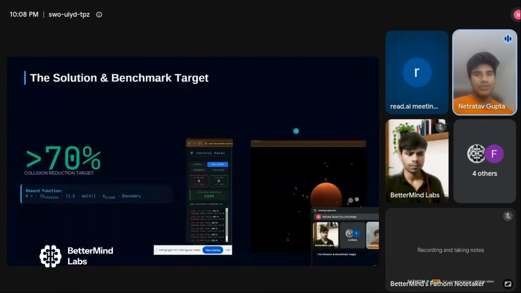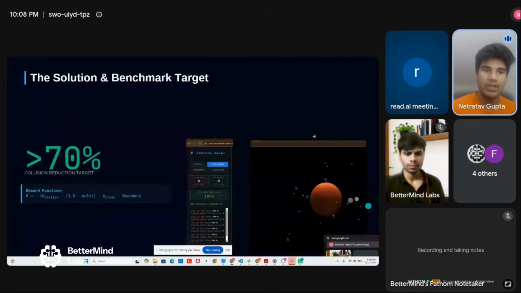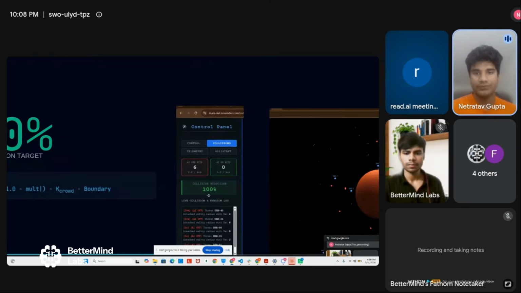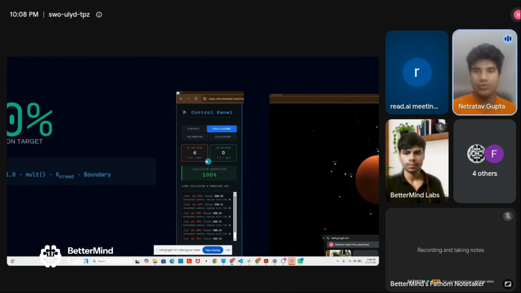So the solution and benchmark target. Firstly, let me explain the few images I have, and then I'll go into the benchmark target we have. This is basically the application. As you can see here, this is the live engine that I made. You can see this is Mars, and these are the moons, and this red stuff is debris, and these are satellites. If you look at the control panel, you can see that there's two versions. There's AI off hits and AI on hits.